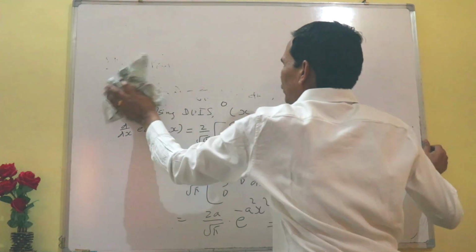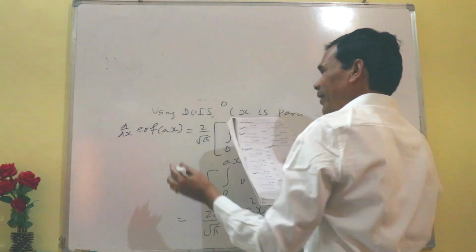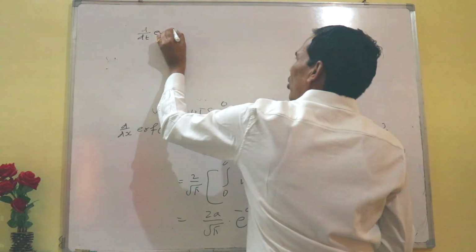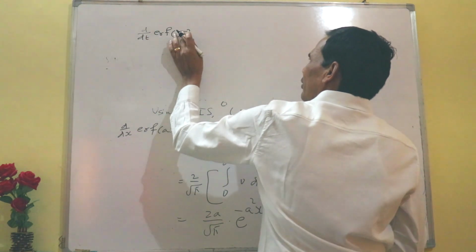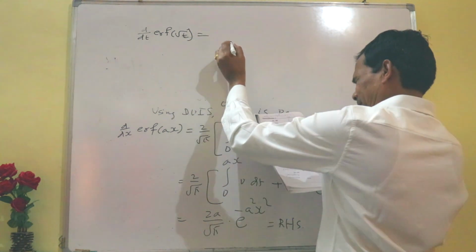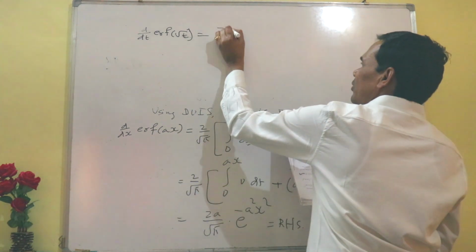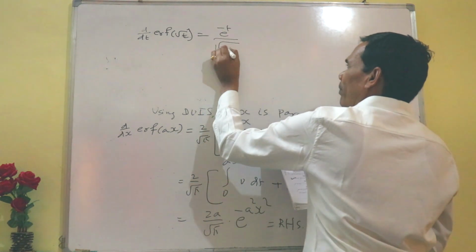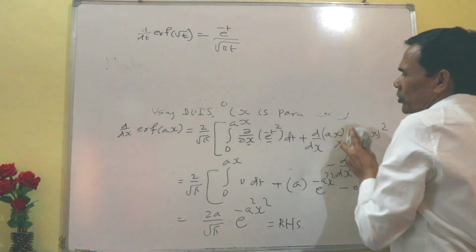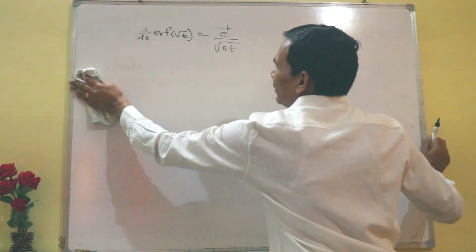Similarly, show that d by dt of error function of root t is equal to e raised to minus t divided by root of pi into t. This also, the same technique is to be used. So we take the parameter as t there, d by dt.